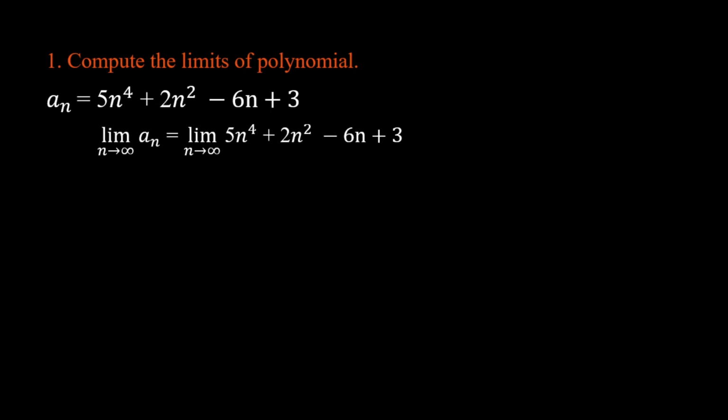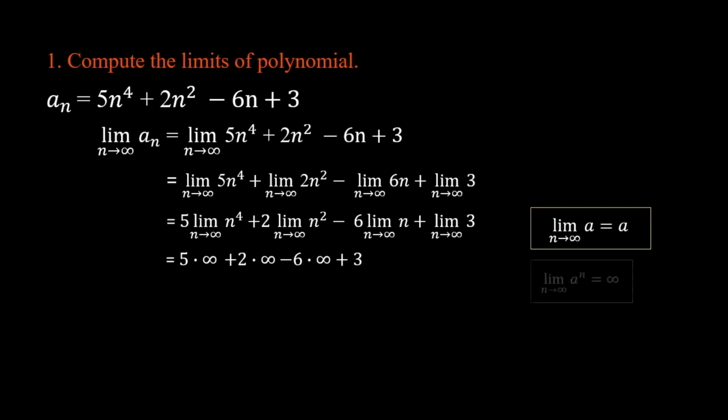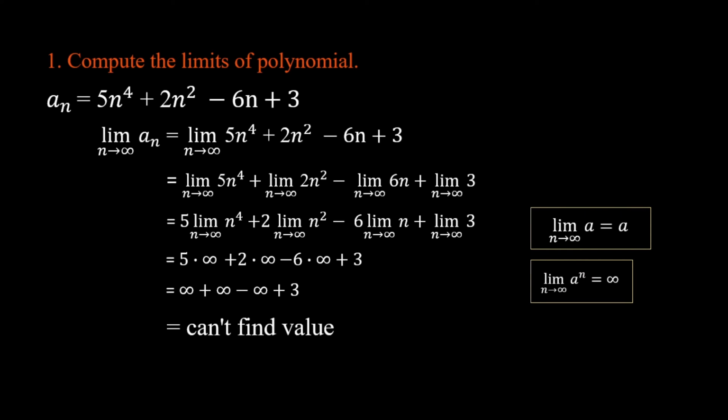infinity because it keeps going, plus 2 times the limit of n to the 2 as n approaches infinity. You will get 2 times infinity. It's almost the same as the 5 one, and 6 also. And the limit of 3 as n approaches infinity is 3. So at the end, you get infinity plus infinity minus infinity plus 3. So it's all infinity. You know that it keeps going anywhere, so you can't find any exact value of this.